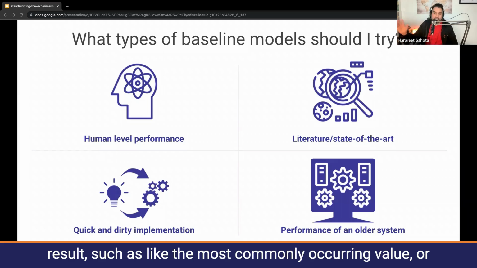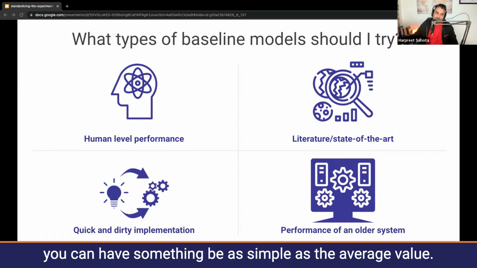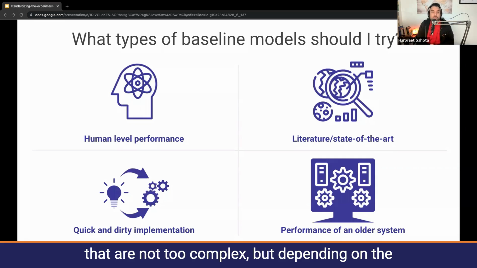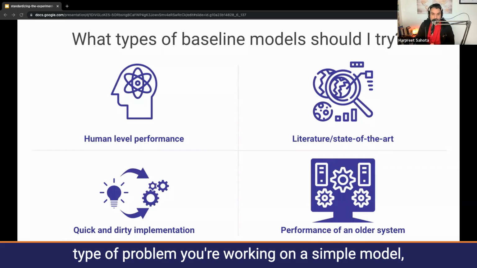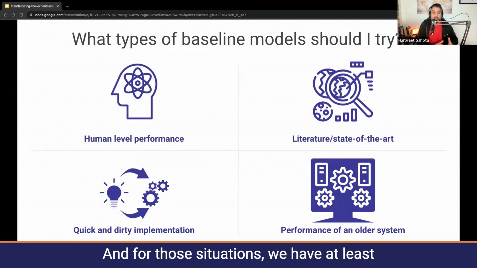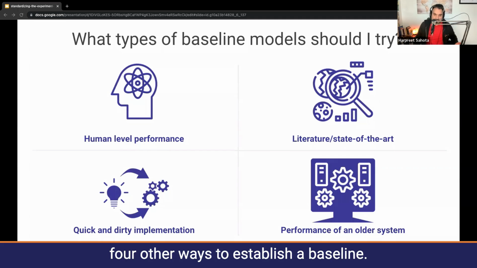such as the most commonly occurring value, or something as simple as the average value. These are perfectly reasonable baselines for systems that are not too complex. But depending on the type of problem you're working on, a simple model won't serve as a meaningful or useful baseline. And for those situations, we have at least 4 other ways to establish a baseline.